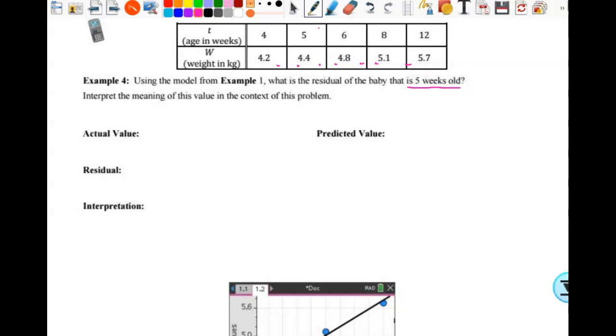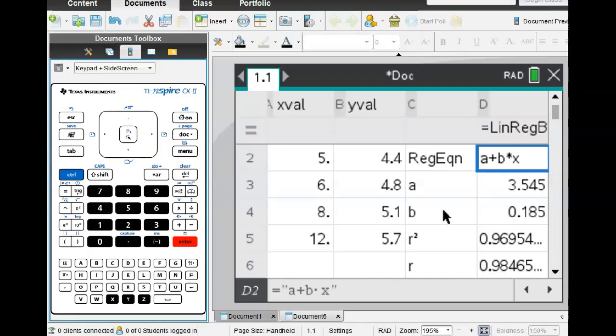So we're looking for certain things. We're looking for the actual value, which means I want W of 5. Got to label things correctly, right? W of 5, what is W of 5? 4.4, right? Then I want my predicted value, that's W of 5 hat, right? So that I get from this. And if I just basically want to plug an x value in, it's a matter of opinion, but probably it's a little bit easier to do it on the calculator screen than on the graph screen for this.